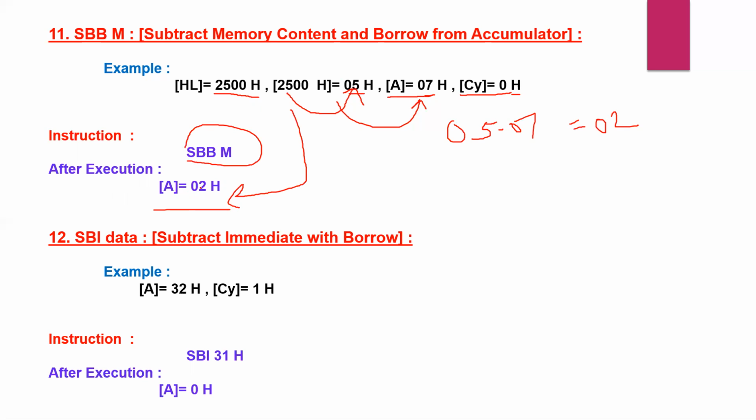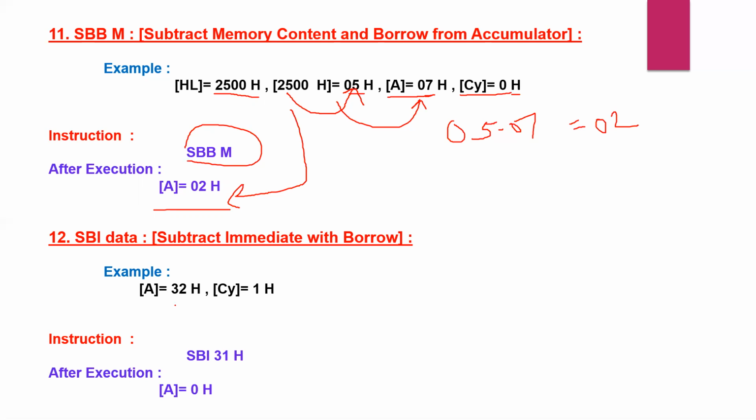Now next instruction is SBI data, that is subtract immediate with borrow. In this instruction, the 8-bit immediate data specified in the second byte of instruction is subtracted along with the carry bit from the content of accumulator and the result is placed in accumulator.